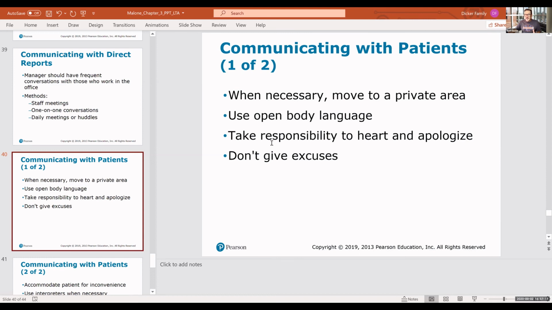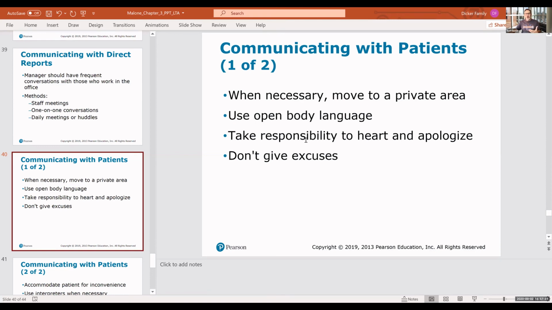Take responsibility. Don't give excuses. Trust me, most people don't care about your excuses. Business is business. Let's get on to conducting business today. Excuses typically don't get you anywhere. So again, just take responsibility for what you do. Don't take things personally. Business is business.